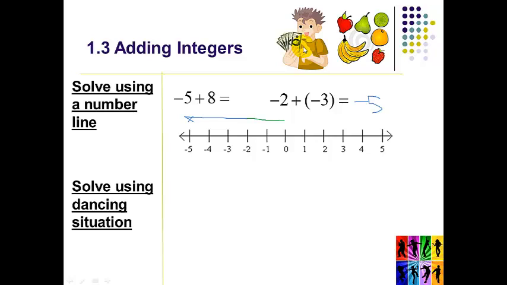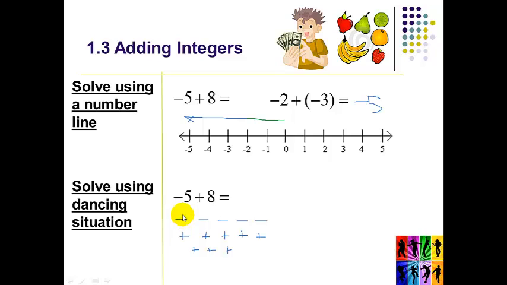Another way that I showed last year was using the dance situation, where the boys would represent the negatives and the girls would be the positives. So here's our problem again, where we have -5 plus 8. So -5 would be 1, 2, 3, 4, 5 guys on the dance floor, and then I'm going to add 8 girls. So I have 1, 2, 3, 4, 5, 6, 7, 8.